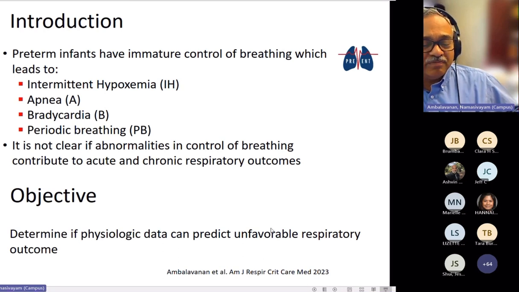So we all know that preterm infants have immature control of breathing, which leads to intermittent hypoxemia, apnea, bradycardia, and periodic breathing. But we don't really know if all these abnormalities are associated with respiratory outcomes. That is, yeah, babies have apnea, bradycardia, but how is that associated with respiratory outcomes, such as BPD or longer term outcomes? So our objective was to determine if the physiologic data can predict unfavorable outcome.